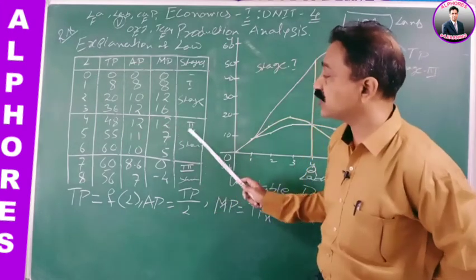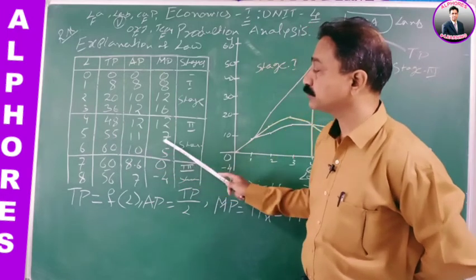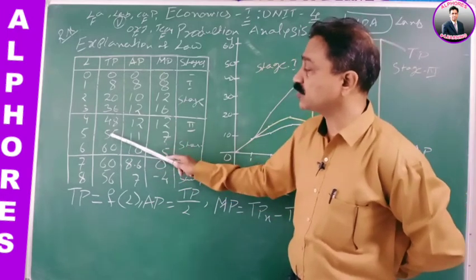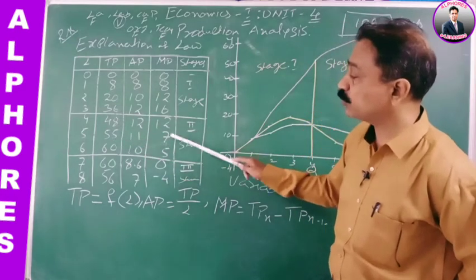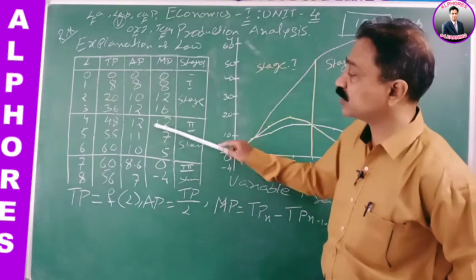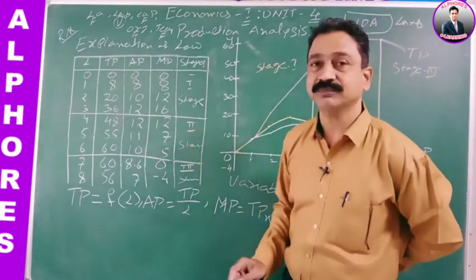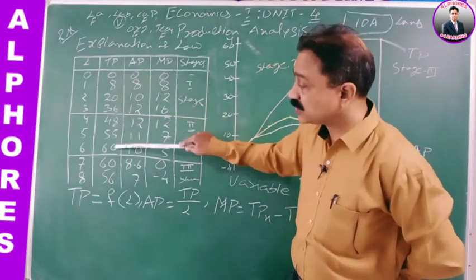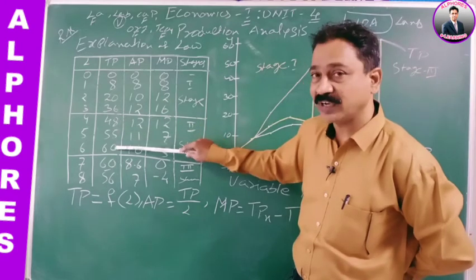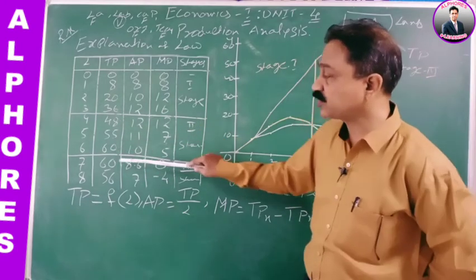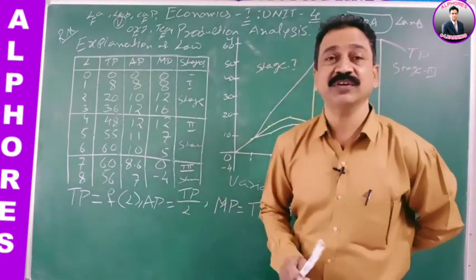Okay, second stage started. In the fifth, you can see total product increased but at a decreasing rate. See, average product is decreasing and marginal product is also decreasing. In the second stage, everything is decreasing. Here diminishing returns started. It is increasing, but at a diminishing level. In the third stage, total productivity started diminishing. That's why it is called the diminishing returns theory.